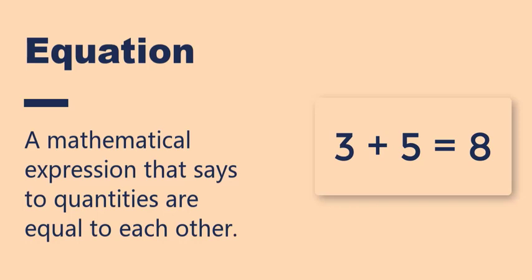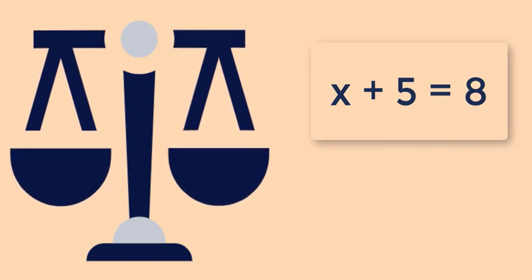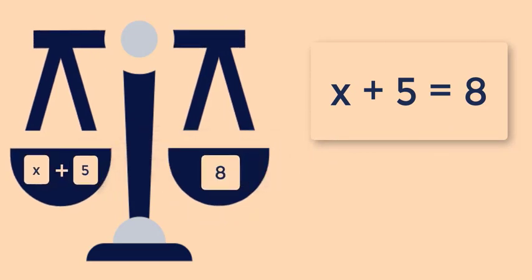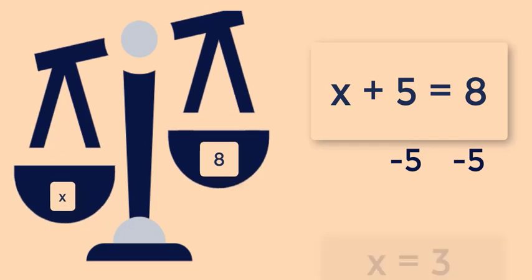We can think about an equation kind of like a scale really, where x plus 5 is on one side and 8 is on the other. Now, you notice that the scale is balanced, and if I wanted to get x by itself, that means I would have to take 5 from the side that x is on, from the left. Now, it's not level anymore. To balance it, I have to do the same thing to the right side. That means I would have to take away 5.